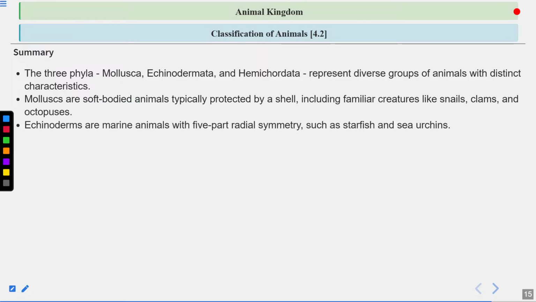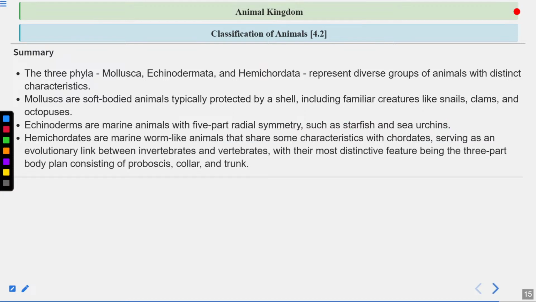Now, echinoderms are marine animals with 5-part radial symmetry. So they are pentaradial. This is known as 5-part radial symmetry, for example in starfish. Examples are starfish and sea urchins. These are the two very important examples of echinoderms.